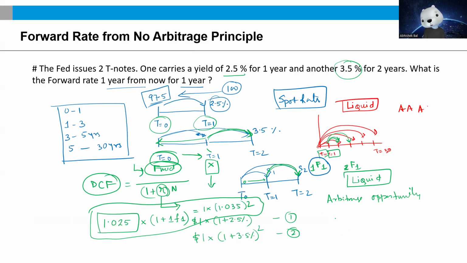So that being said, from this equality, of course, we can understand, and this is the basis of something also known as the pure expectation theory, by the way. So from this particular equation, we can always find out the 1 year forward rate 1 year from now, 1F1, right?